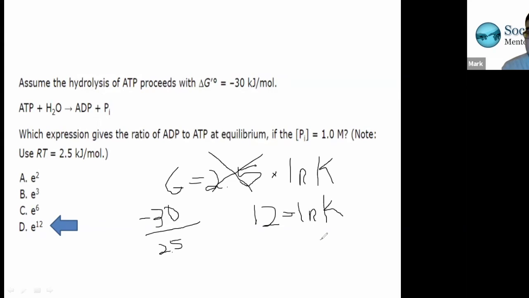So what you would do is e to the 12th equals e to the ln K, right? Well, e and ln are opposite operations, just like multiplication and division are. If you multiply something by 5 and divide it by 5, nothing happens. You can just get rid of both of those. Same thing here. Take e to the power of something and ln of that thing, you can just cancel them out, right? And what you're left with is just K equals e to the 12th. And that's how you get the answer, right?